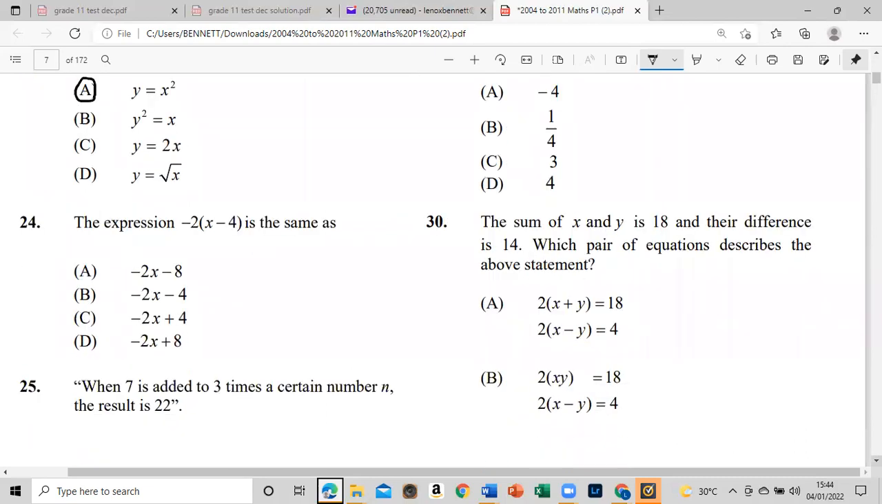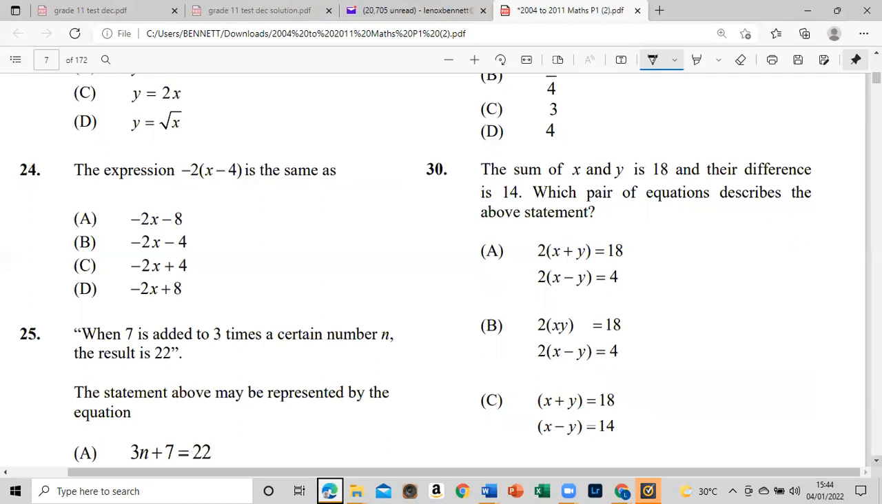The expression -2 times the bracket is the same as... So we're just expanding. Love them kind of easy question. Minus 2x. A negative times a negative gives you a positive. So that's positive 8. So see that option. Oh yeah, so it's D.